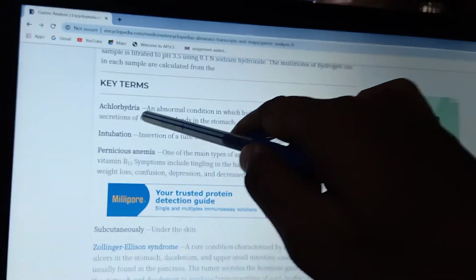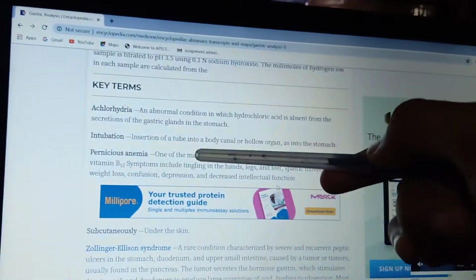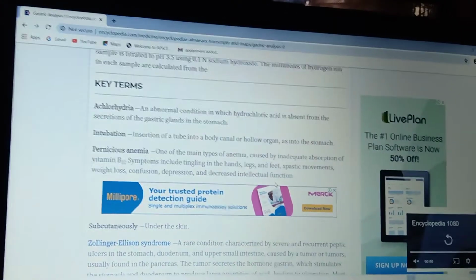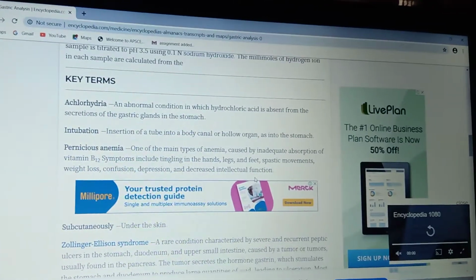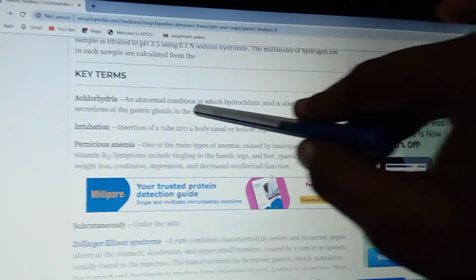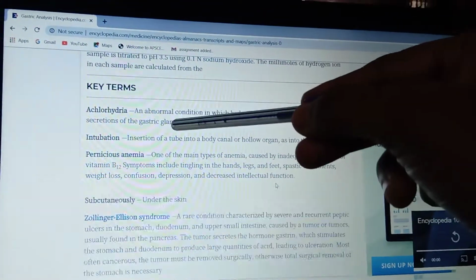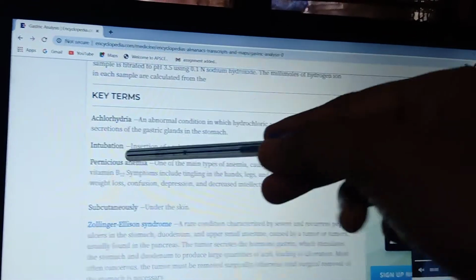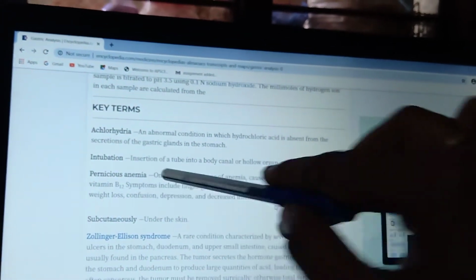Alcohol, and because hydrochloric acid is absent, you are not able to remove the HCl. So what will happen? Automatically, the rupturing of the area is going to be seen here. The gastric glands in the stomach are not going to produce the HCl, so automatically that disorder occurs. And intubation during the initiation of the tube is one of the causes of pernicious anemia.